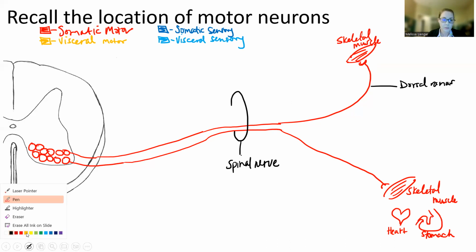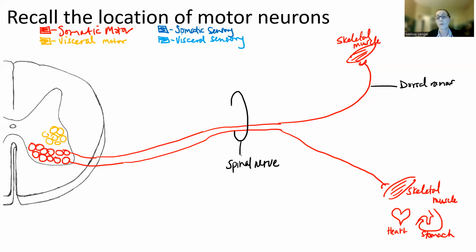And now for the visceral motor, we want to remember that the visceral motor cell bodies are found in the lateral gray horn of our spinal cord, okay? What you need to understand is the visceral portion requires two neurons. So what that means is we're going to have a preganglionic and we're going to have a postganglionic neuron.